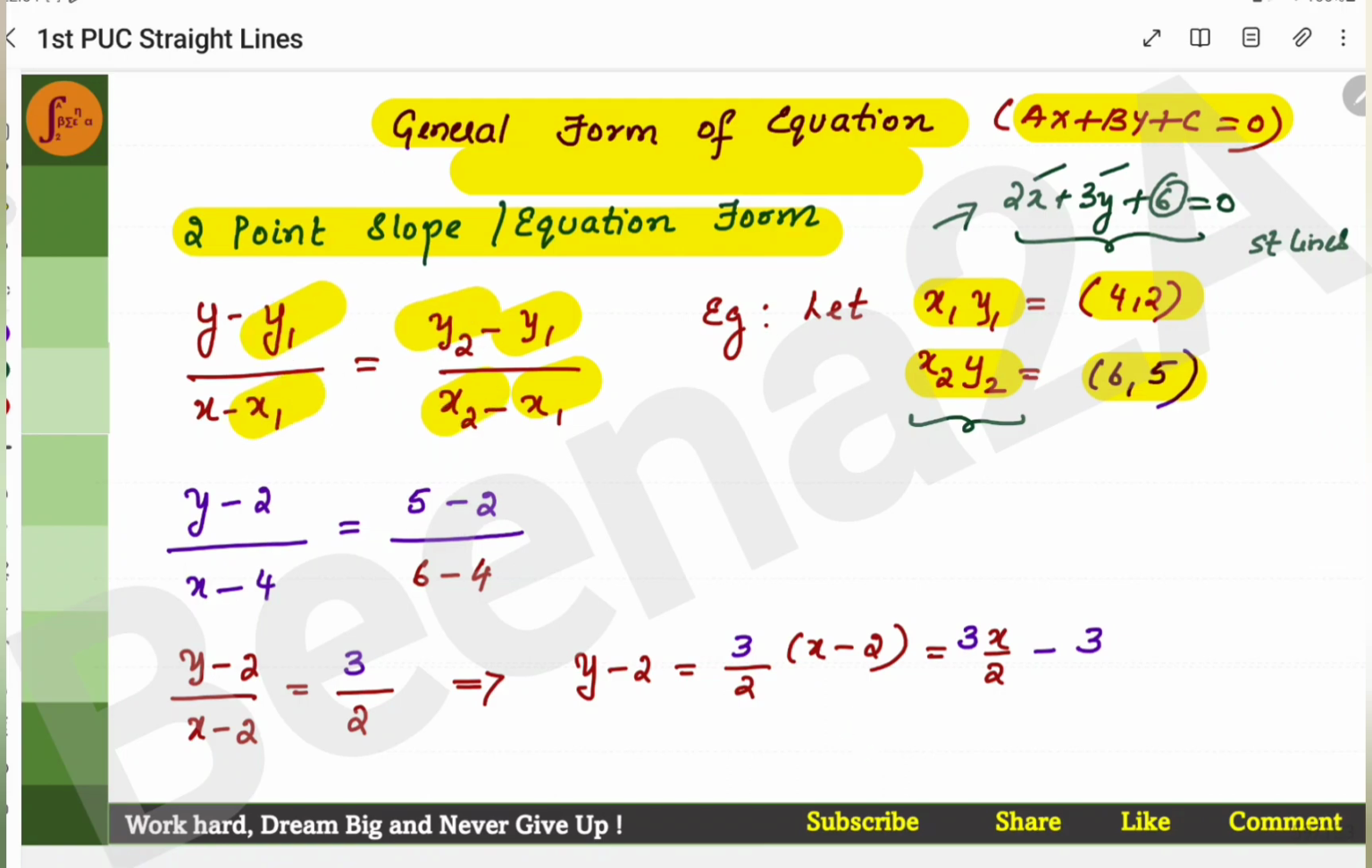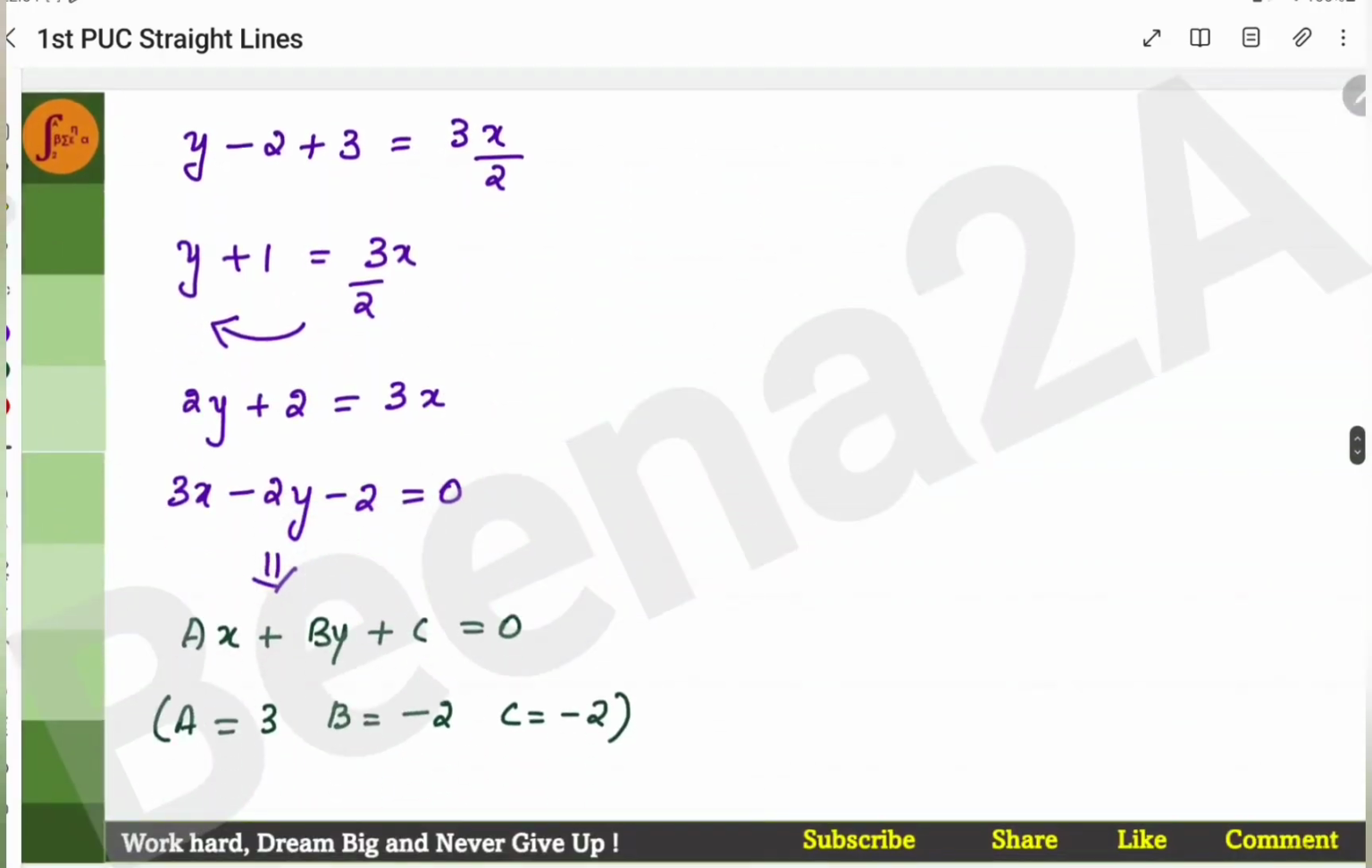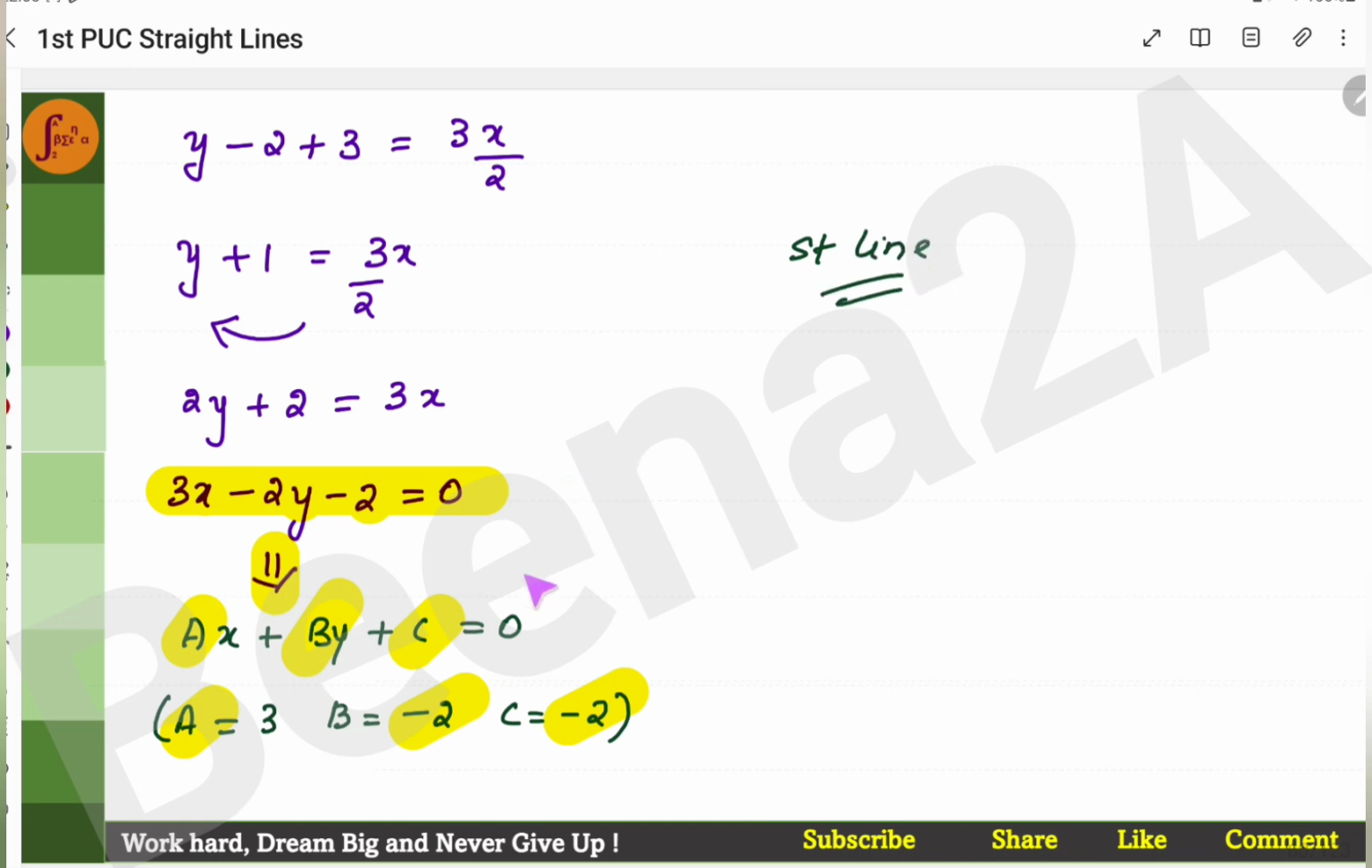Once you substitute and simplify, you will get this kind of an expression. This is of the form: you have x, you have y, and you have a number. So the coefficient of x can be a, the coefficient of y is b, and this is the constant c. So it is of the form ax plus by plus c is equal to 0, where a is equal to 3, b is equal to minus 2, and c is equal to minus 2. So if you take any straight line, it will be of this particular form.